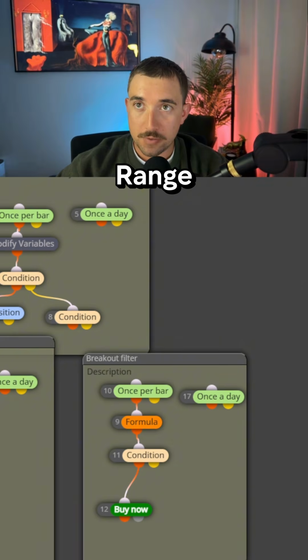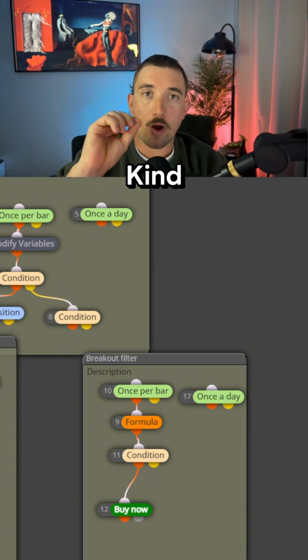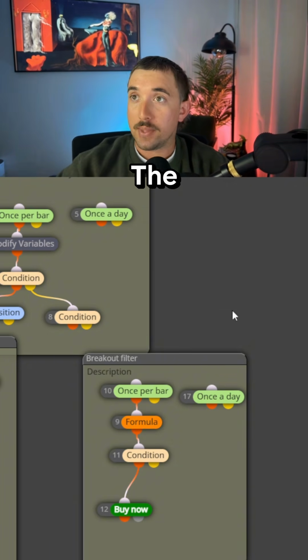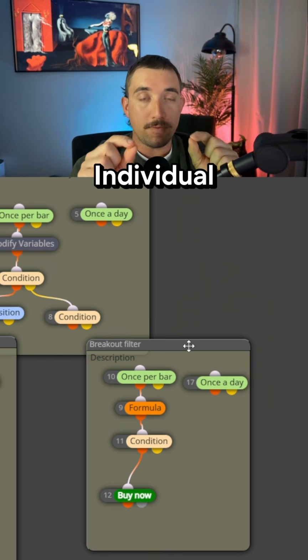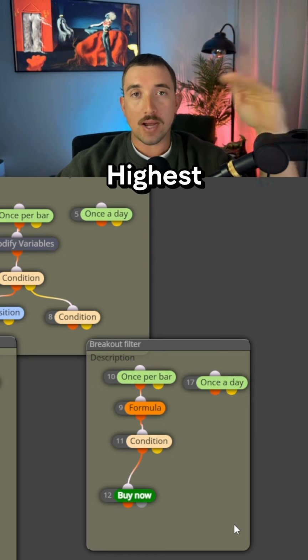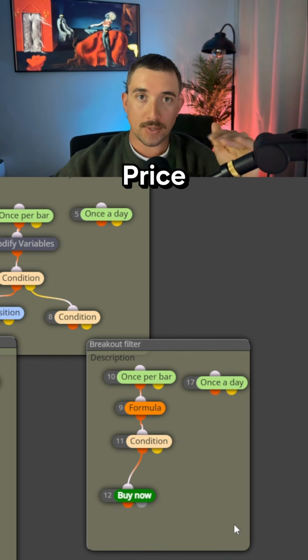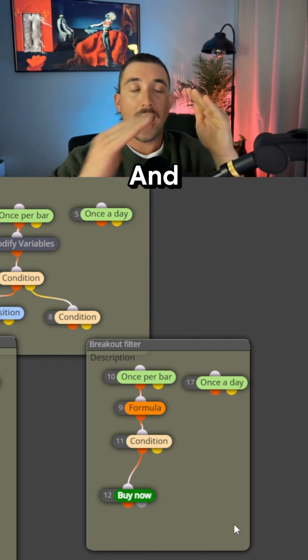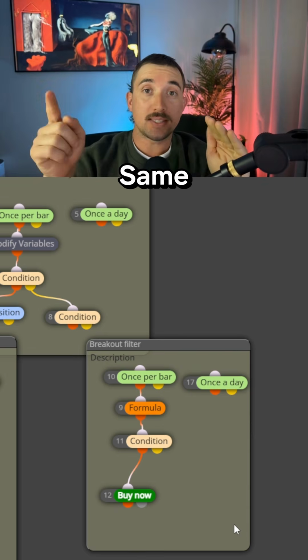So we had the range filter. Now we have the breakout filter, and they kind of work in reverse. So with the breakout filter, we're measuring the individual movement of the candle. In this filter here, I take the highest price of candle 1, the lowest price of candle 3, calculate that range and compare that to an ATR with the same multiplier to it.